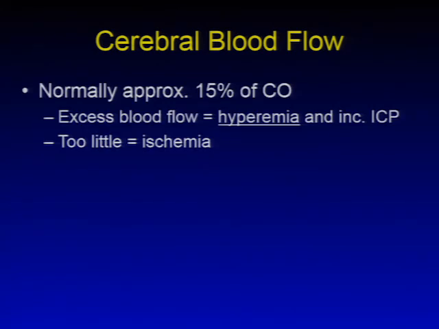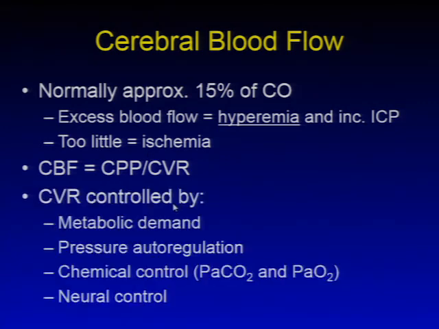Other vascular beds that are tightly regulated within the body include the cerebral blood flow. Cerebral blood flow is normally approximately 15% of the cardiac output. Excess blood flow is represented by hyperemia or an increase in intracranial pressure, and we know too little blood flow is represented by ischemia. Cerebral blood flow equals cerebral perfusion pressure divided by vascular resistance.